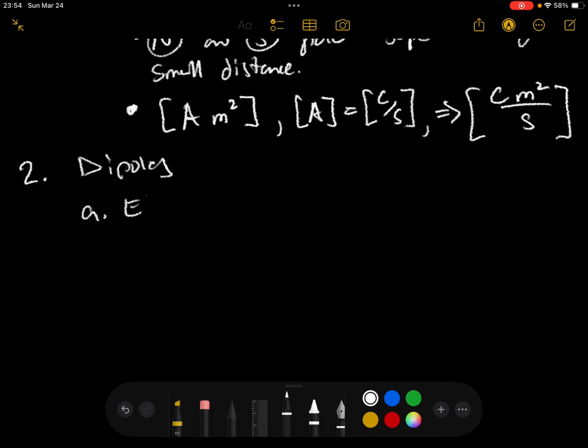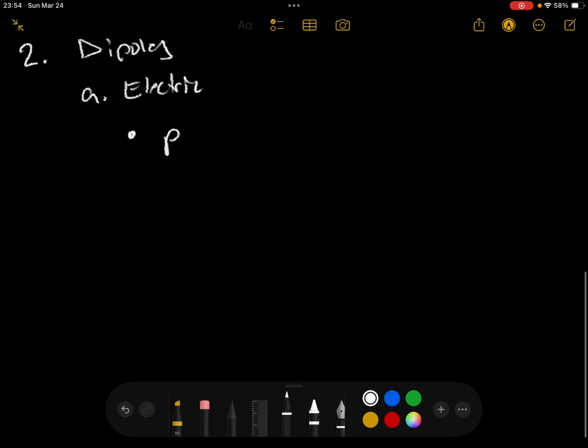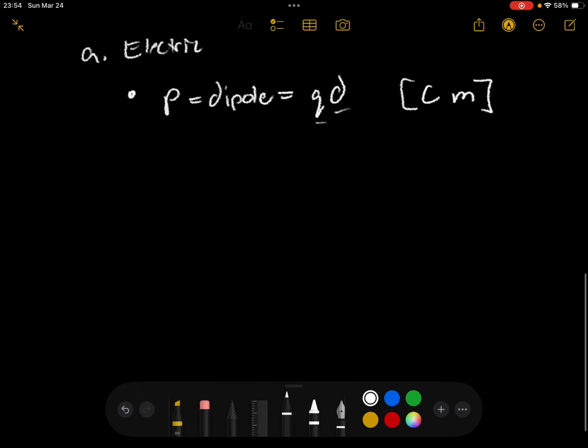So, going back to electric, small case p is normally considered to be the dipole. I know it can be confused with momentum, but it is the charge times some distance, which makes sense as this is in coulombs and this is in meters. This, of course, is also a vector, or it can be, of the charge times the vector d, where d is the displacement vector.